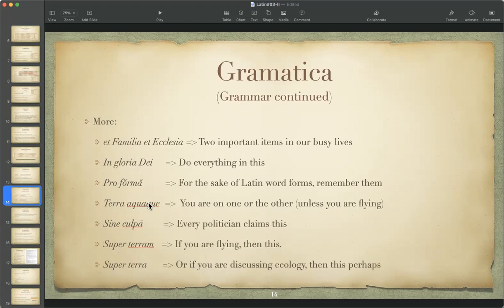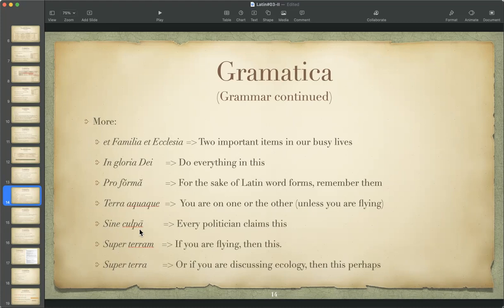All right, here we go. Here's the que ending. Terra aquaque. You are on one or the other, unless you're flying. Aquaque. That sounds like a duck would say it. Land and sea. Yes, it means the earth and water. So you're either on the earth or you're in the water, or land and water. Yes, that's true.